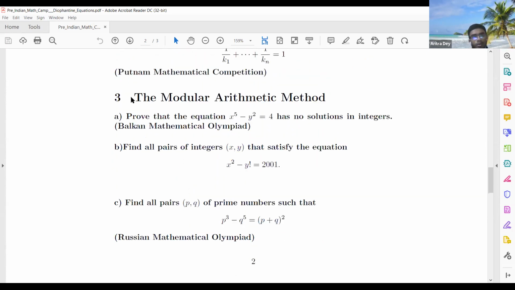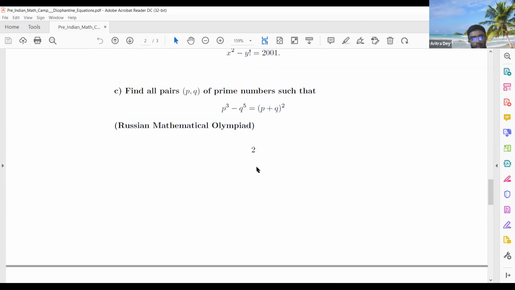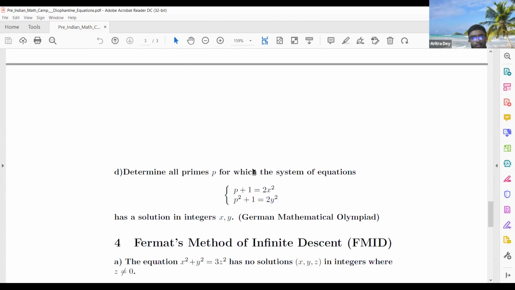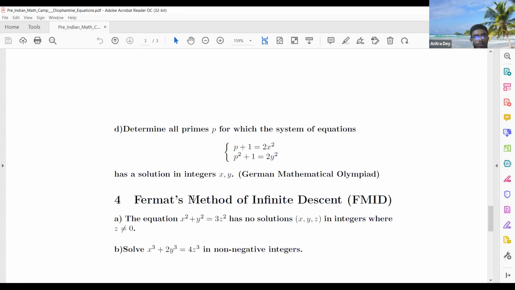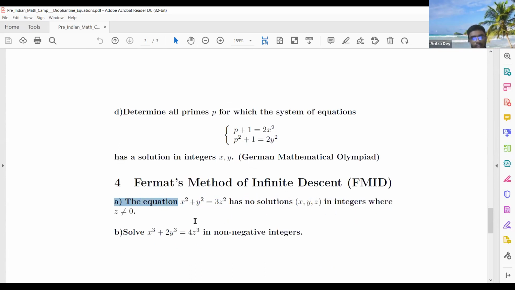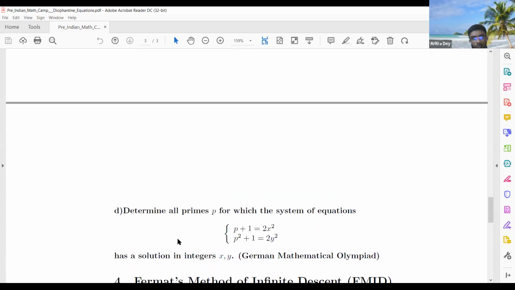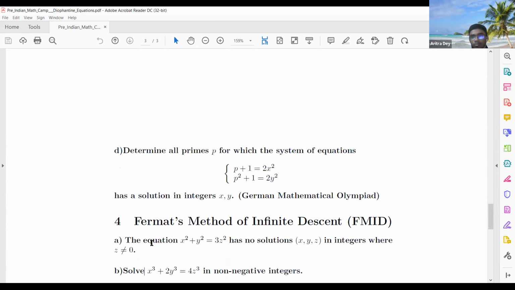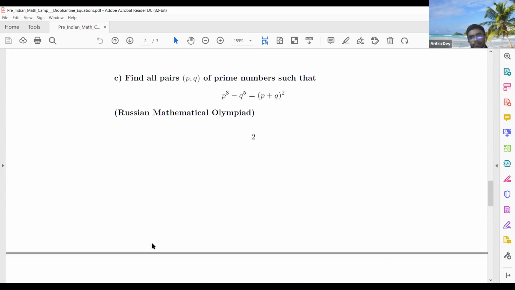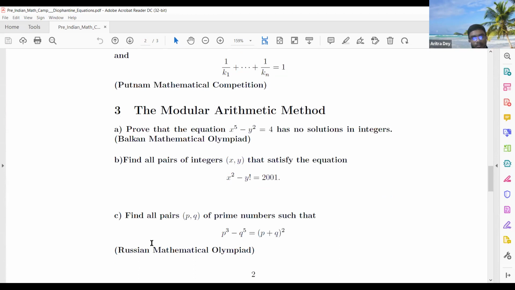Now I am going to the modular arithmetic method, and another method that's just an extension of this part, that is the Fermat infinite descent method. Actually, the Fermat infinite descent method is a very long method. It is not only this type of problem; there are actually a lot of problems. But I'm not going to do much of this, because that will be out of scope.